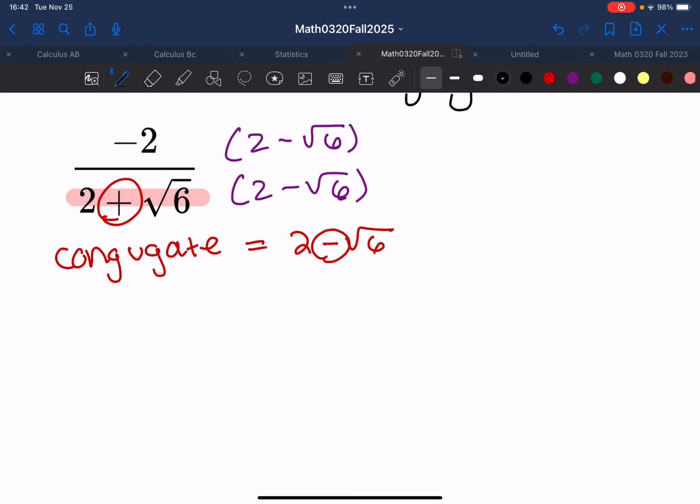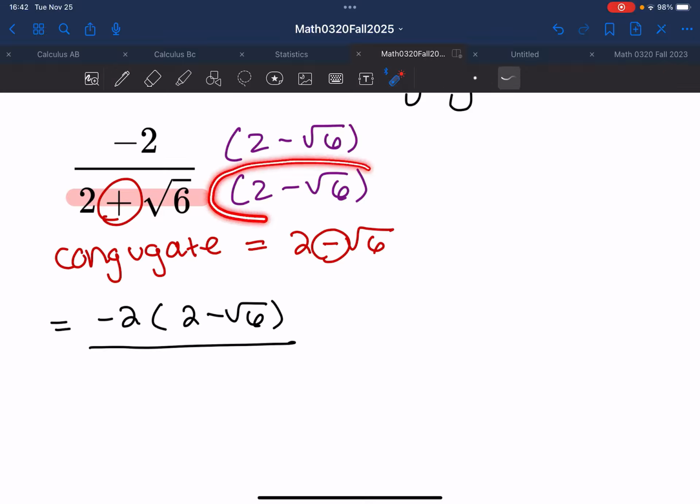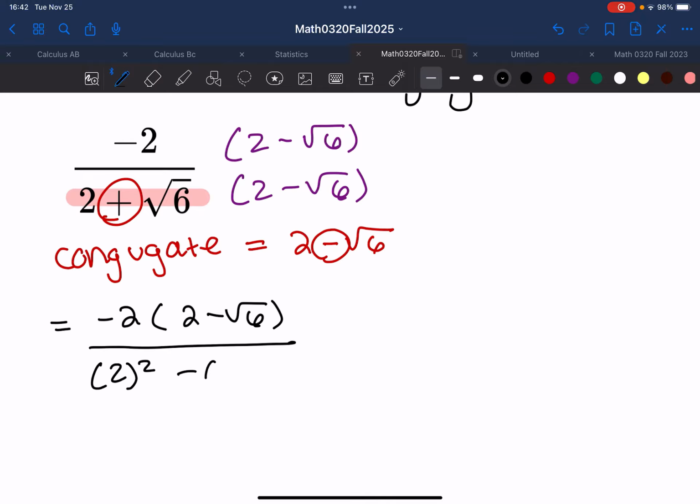Okay. So on the top, I have negative 2 times 2 minus the square root of 6 over, and what happens here, since one is positive and one is negative, I know my middle terms are going to end up canceling out. So I'm going to focus on whichever binomial on the denominator has that negative, and I'm going to square both the first term and then the last term, and I'm always subtracting them. So this is 2 squared minus the square root of 6 squared.